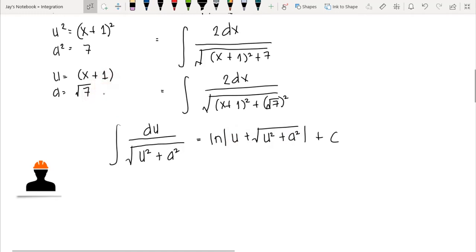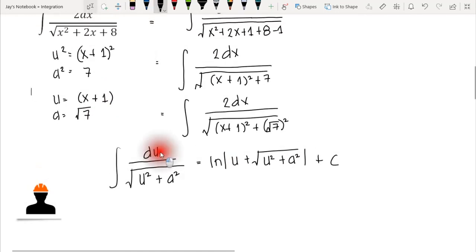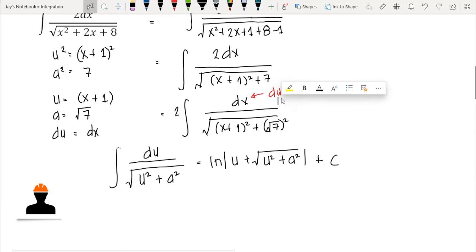However, since we have du here, we need to check our du if it satisfies our required du. Now our du, if we differentiate this, du is equal to dx. So upon checking the function, we can actually take 2 out of the integration. So our du here, that is du, has been satisfied already. However, if not, you introduce a multiplier and the reciprocal outside, the same as with the previous integration rule.